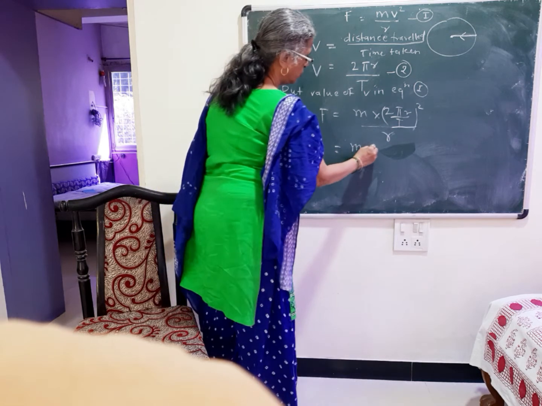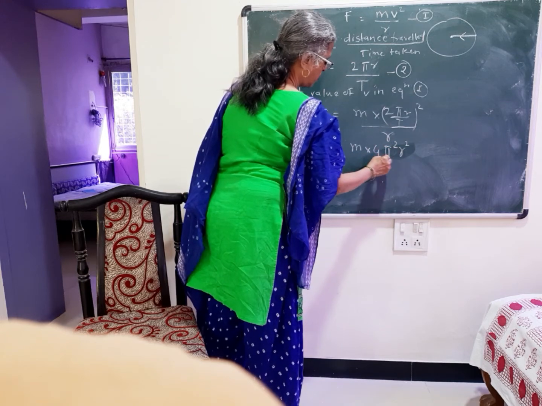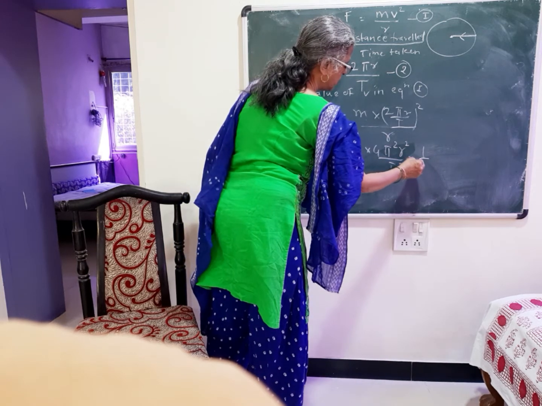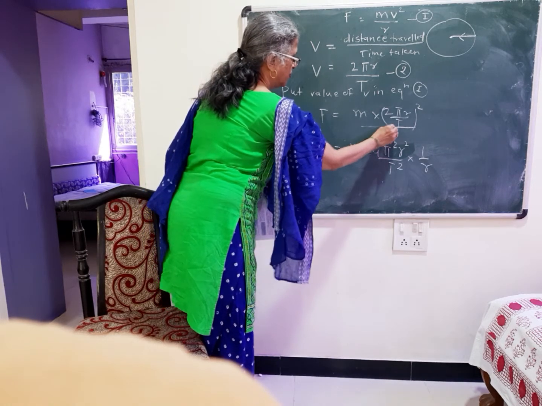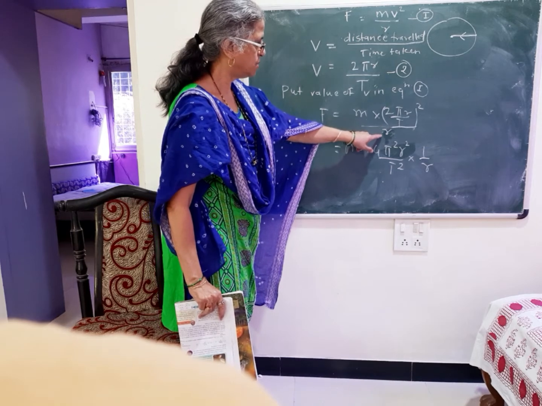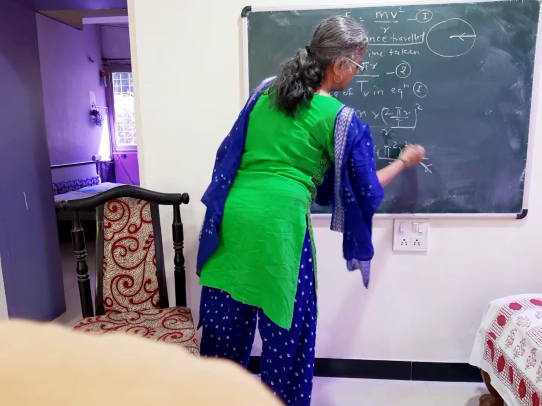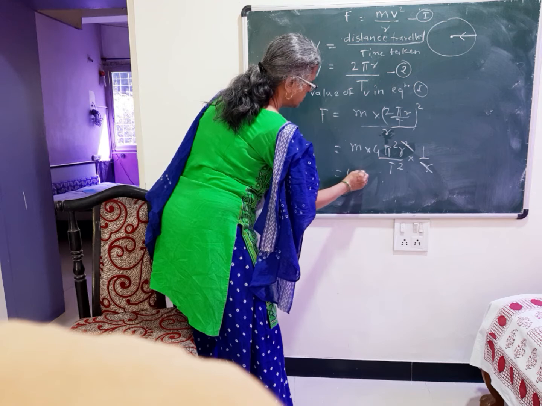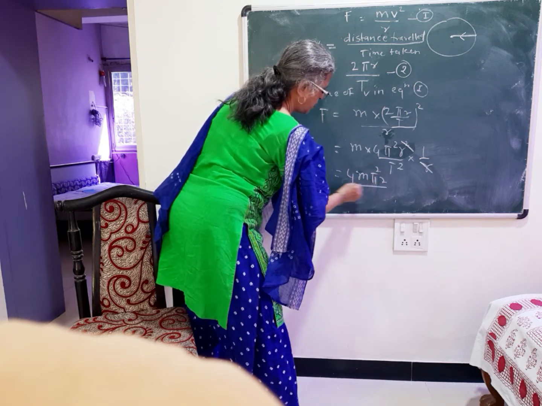M into 4 pi square r square upon T square, and this r will go up, so r upon 1 will become 1 upon r. Followed up to this? I have taken divided by r means multiplied by 1 upon r. Now this r will get cancelled. So now we have 4 m pi square r upon T square. Followed?